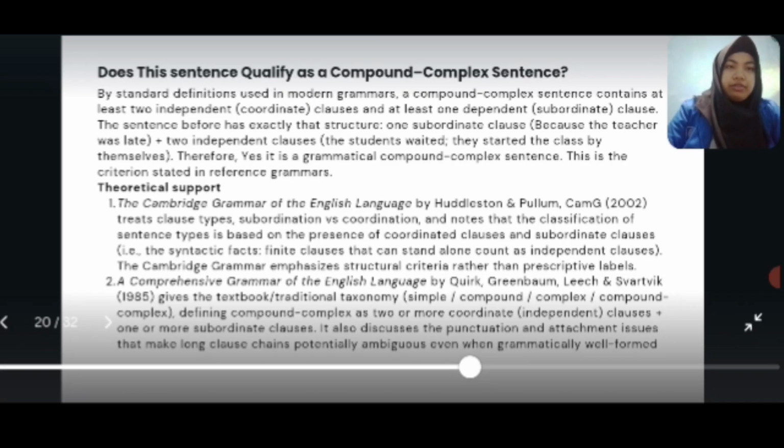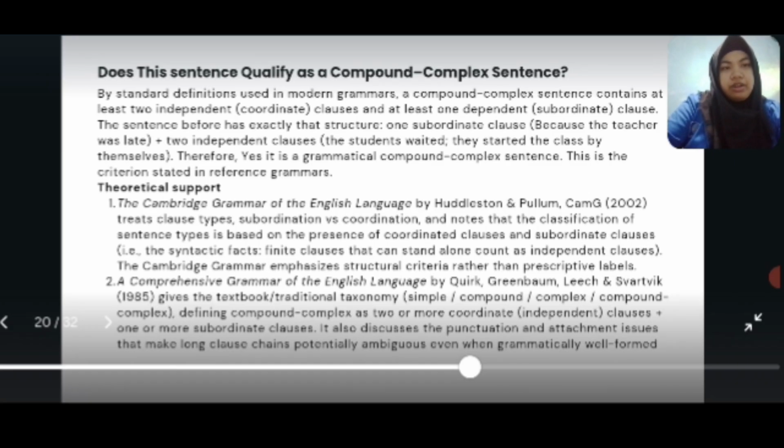The Cambridge Grammar of the English Language by Huddleston and Pullum, 2002, treats clause types, subordination versus coordination, and notes that the classification of sentence types is based on the presence of coordinated clauses and subordinate clauses. In other words, the syntactic fact is that finite clauses that can stand alone count as independent clauses. The Cambridge Grammar emphasizes structural criteria rather than prescriptive labels.